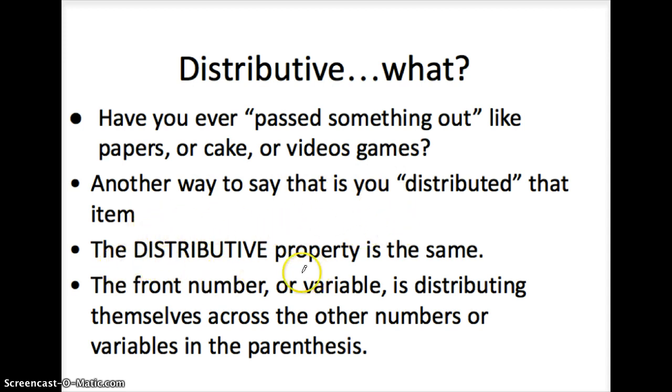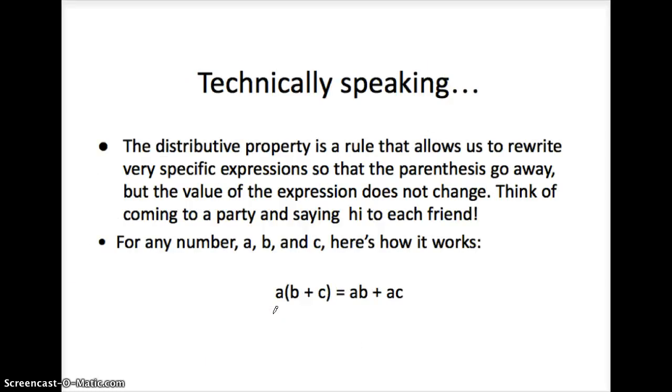The number in the front, or the variable, is distributing itself across the other numbers or variables in the parentheses. This is very important to know. We're going to see that in the next slide. Technically speaking, the distributive property, please pause the video and write this down: the distributive property is a rule that allows us to rewrite very specific expressions so that the parentheses go away, but the value of the expression does not change.